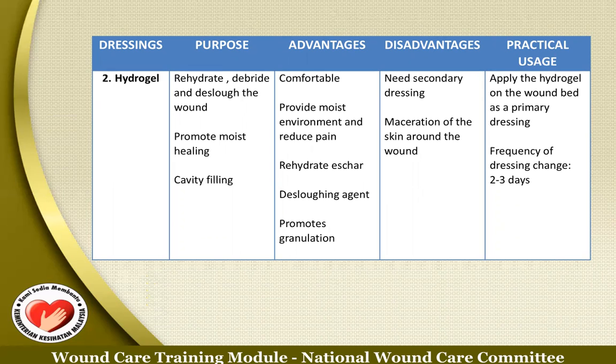Its disadvantages include that it requires a secondary dressing and it might cause maceration of the skin around the wound because of its rehydrating properties. So usually we will apply the hydrogel over the wound bed as primary dressing and we'll apply a secondary dressing to cover it. Frequency of dressing will be 2 to 3 days. Examples of hydrogel include Sarcoserol dressing and Intrasite dressing.